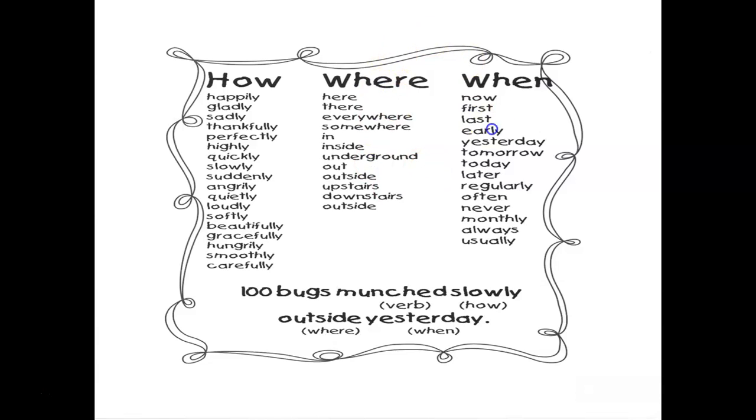How about this? Let's do when adverbs. She runs now. When does she run? Now. She runs early. She runs yesterday. She runs tomorrow. She runs today. She runs later. She runs regularly. Oh, look, there's some ly words. But again, that always answers when.